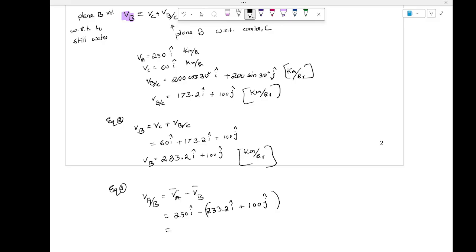You have one I here, another I here, right? I means in the X direction, the unit vector in the X direction. And J is the unit vector in the Y direction, right? So you should have the value that Logan says, 16.8 I minus 100 J. And don't forget to put the unit, kilometer per hour.